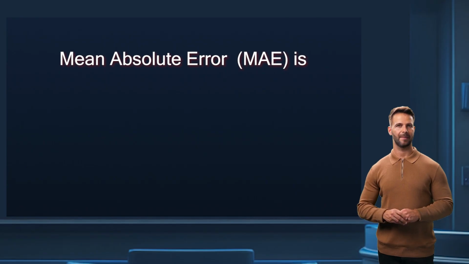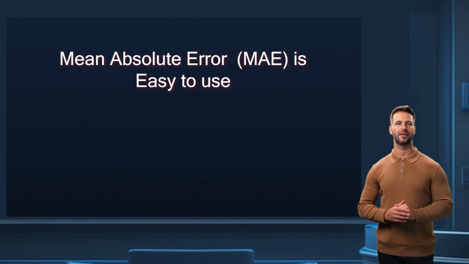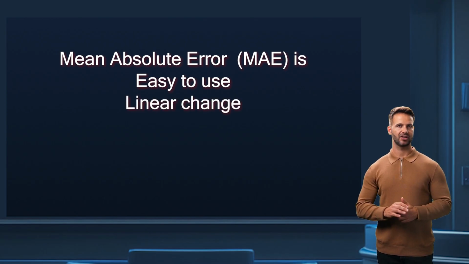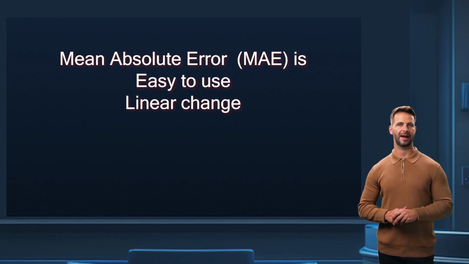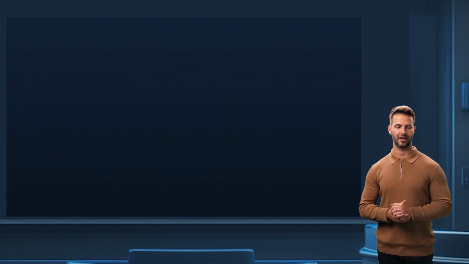Now we use MAE because it is easy to understand. MAE is a quantifiable measurement of errors. We also like it because there are clear linear changes. Changes in MAE are linear, making them intuitive. Also, there is equal weight to all errors. MAE treats all deviations from the target as equally severe. Cool.